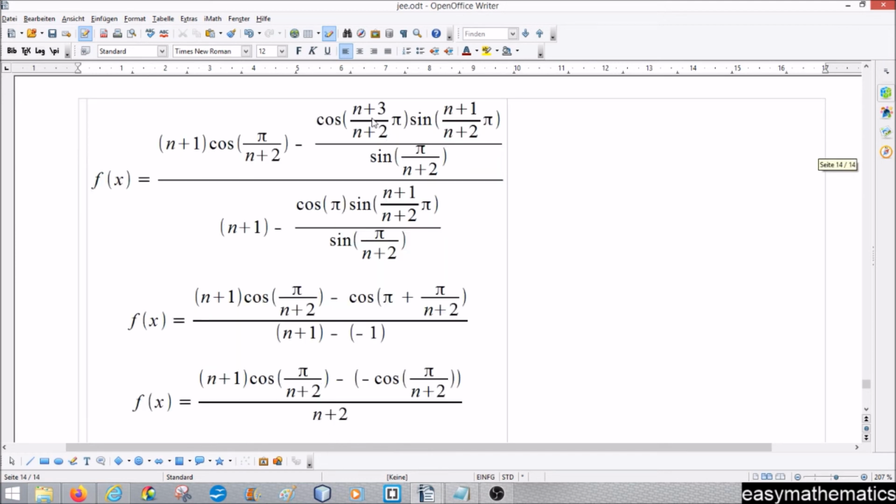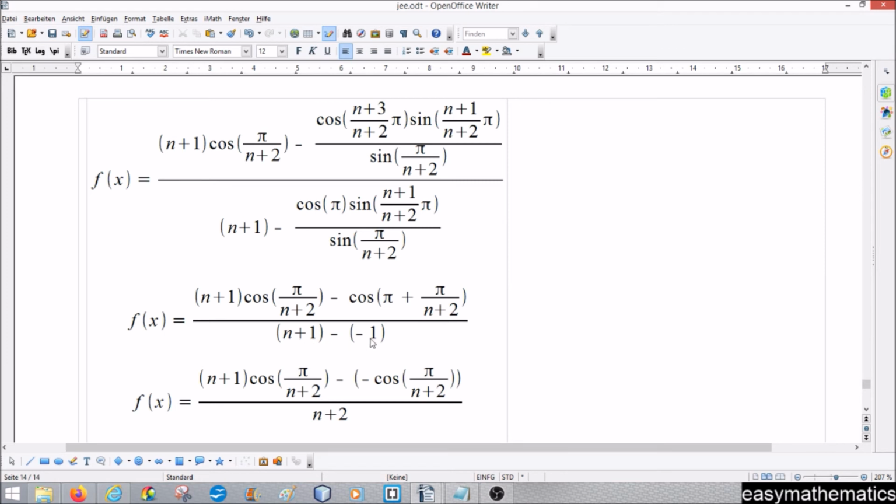and we are left with cosine of (n plus 3) over (n plus 2) pi, and we write that as pi plus pi over n plus 2. And also here, for the same reason, we cancel these two signs, and we are left with cosine of pi, and this is minus 1. Then of course the next step is very easy.